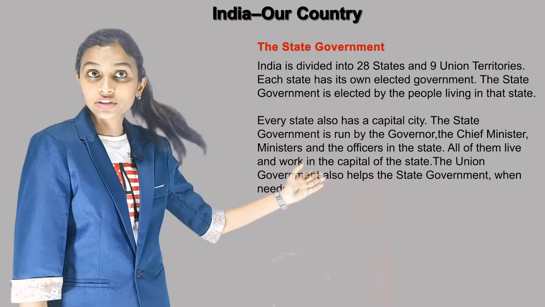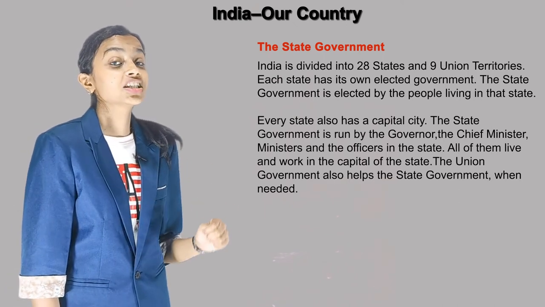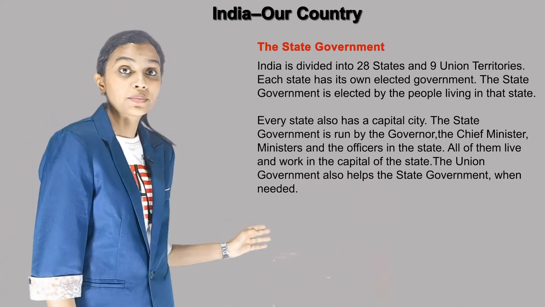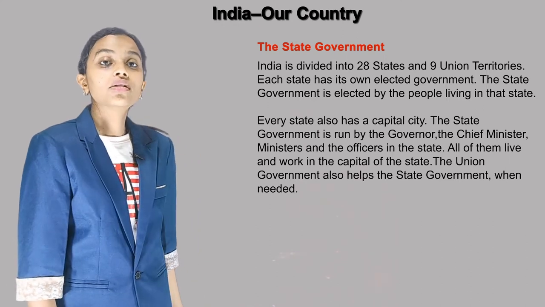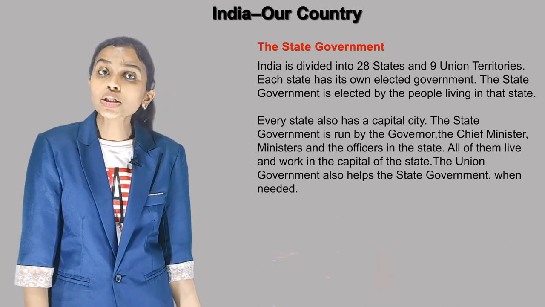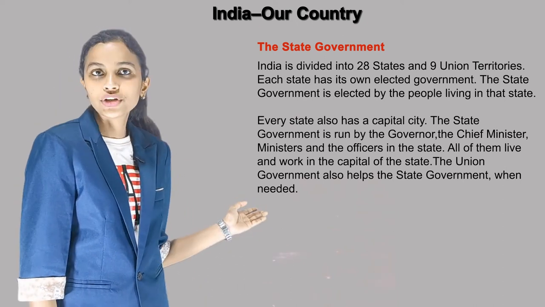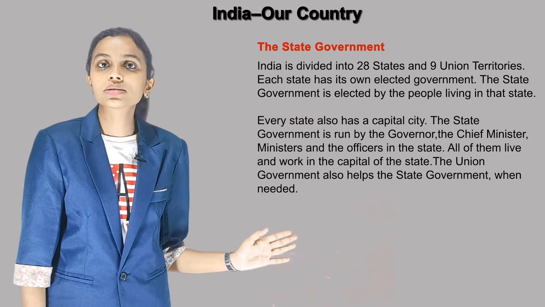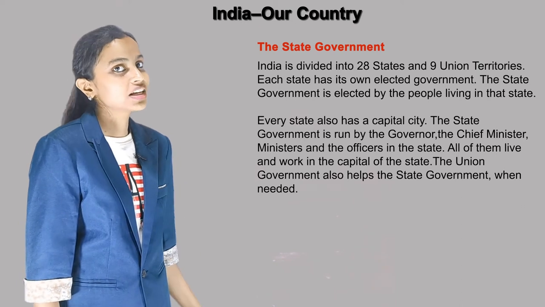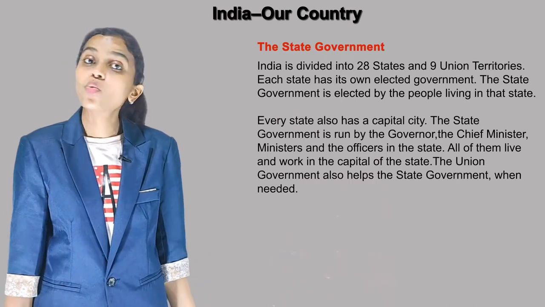The state government. India is divided into 28 states and 9 union territories. Each state has its own elected government. The state government is elected by the people living in that state. Every state also has a capital city. The state government is run by the governor, the chief minister, and the officers in the state. All of them live and work in the capital of the state. The union government also helps the government when needed.